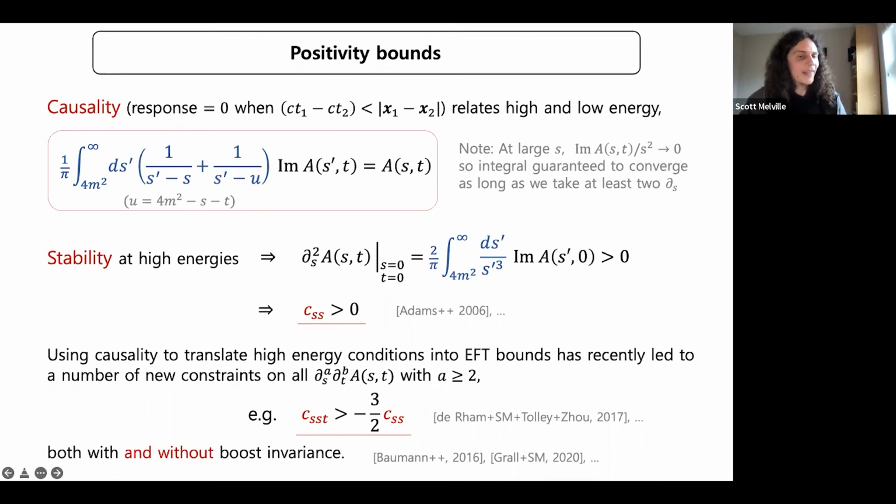And so I wanted to comment that recently there's also been a lot of progress in understanding how you might generalize these arguments to cases where you give up some of your Lorentz invariants. When you break some of your boost invariants, you can actually write down very analogous bounds.